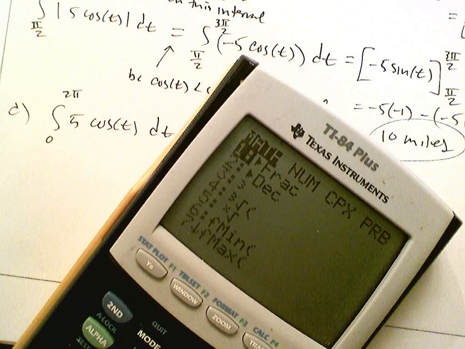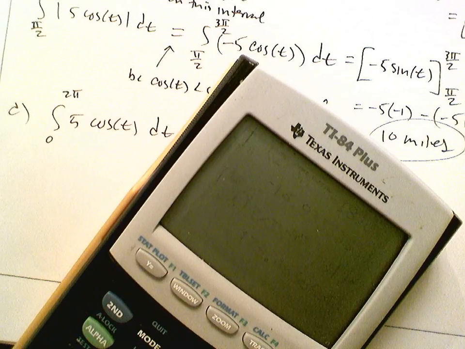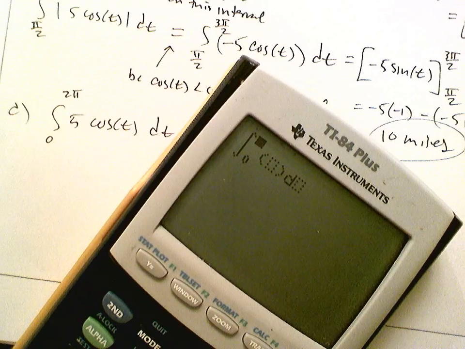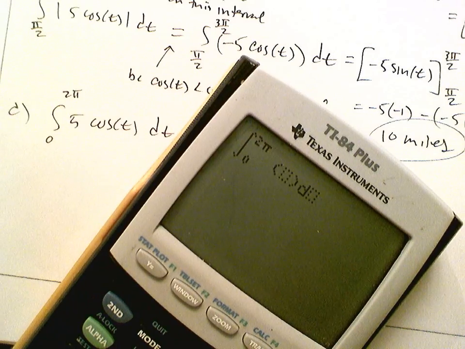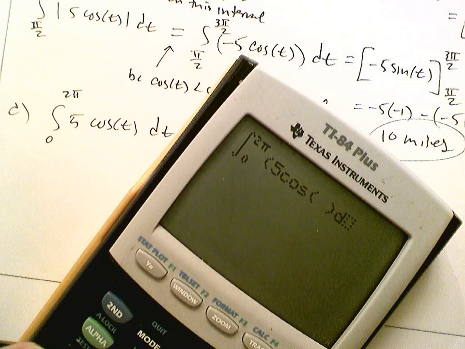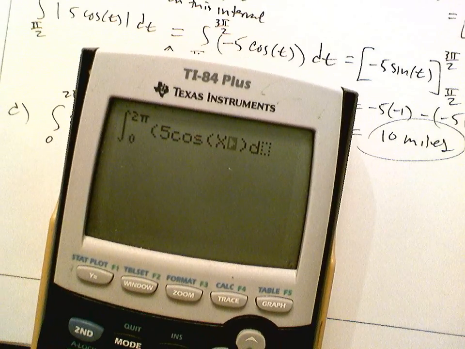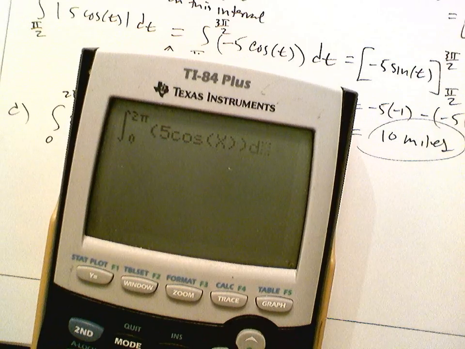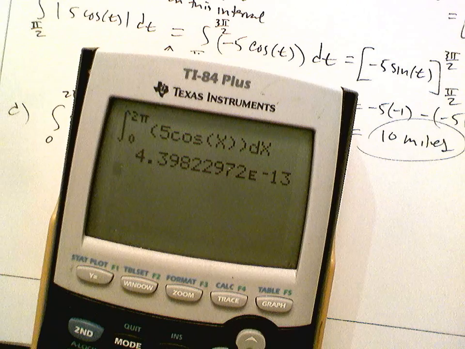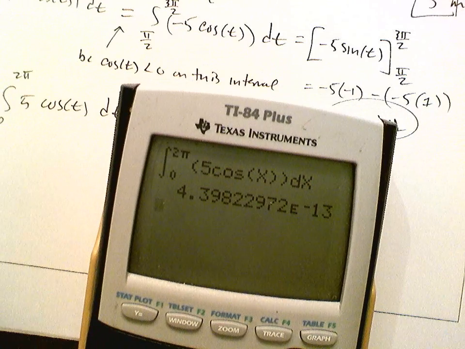Math. No. How does this work? Mode. Yep, I'm in radians. So I go math 9, 0 to 2 pi, 5 cosine of x, and then all of this is with respect to x. Oof, jeez. Yikes. That's a small number.